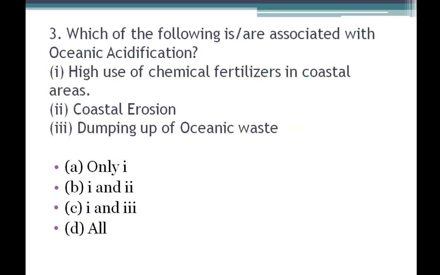Question number 3. Which of the following is or are associated with oceanic acidification? Number 1. High use of chemical fertilizers in coastal areas. Number 2. Coastal erosion. Number 3. Dumping of oceanic waste. So the correct option is option D, that is all of the above.